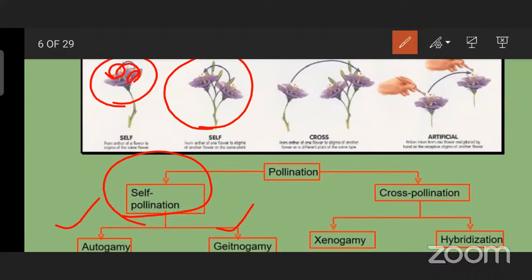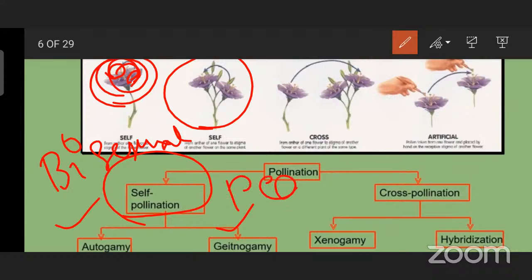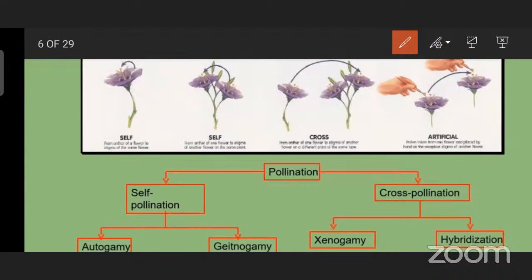So what is autogamy? When the pollen grains are transferred from the anther to the stigma of the same flower, it is called autogamy. It is possible only in bisexual flowers. Examples are pea, hibiscus, and one more example, Solanum. This is autogamy. And the next one in self-pollination, geitonogamy.